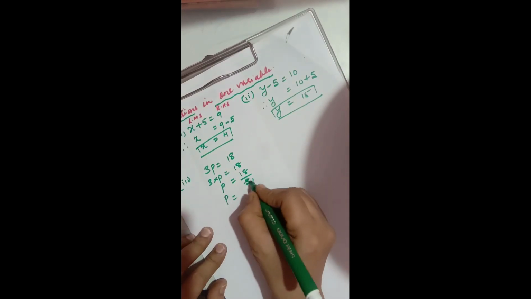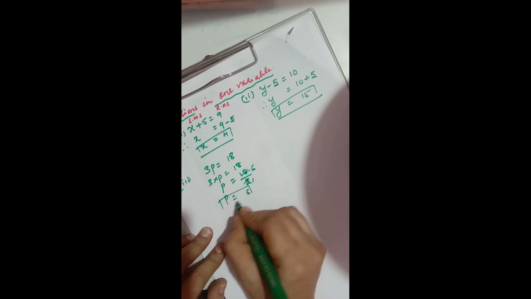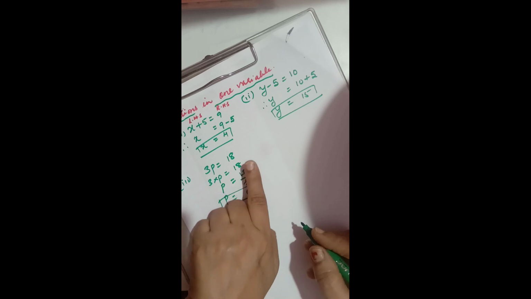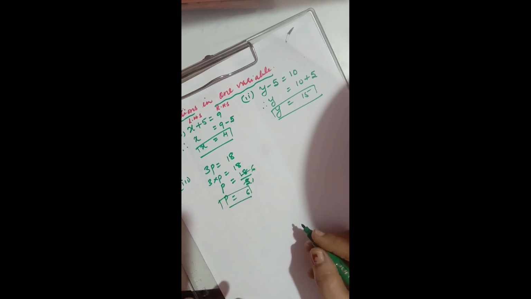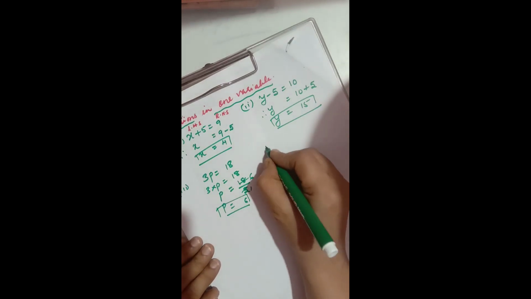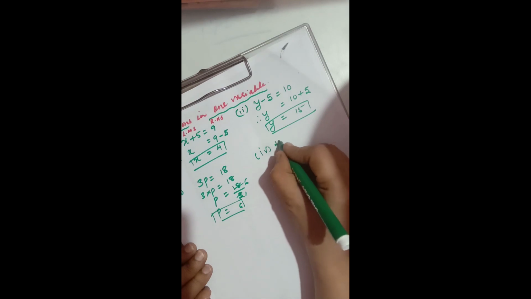So p is equal to 18 upon 3, that is equal to 3 ones are 3, 3 sixes are 18, so p is equal to 6. So in this way children, whenever the number is in the numerator, you are going to take the number on the other side, and it goes in the denominator. Now let us take one more example.